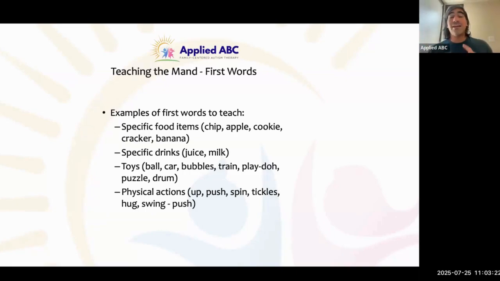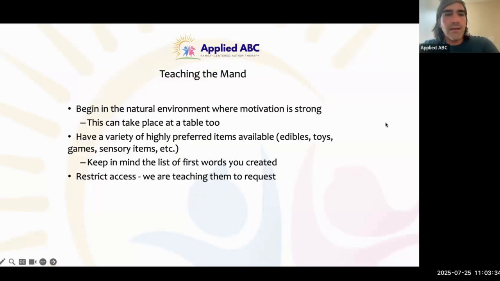And physical actions, being picked up. That's a very popular one. Tickle, very popular one. Hug, swing, push. That's what's so good about swing. It's one push. Very satisfying. Hold again, swing, or push, same thing.